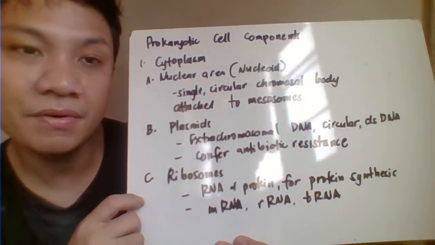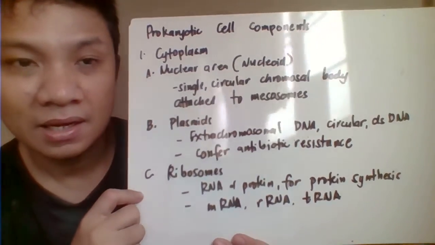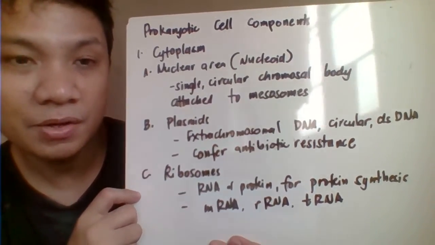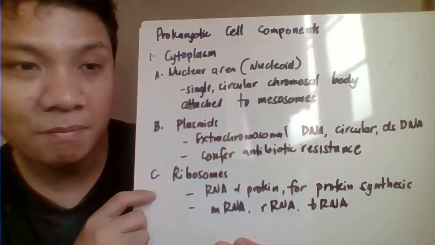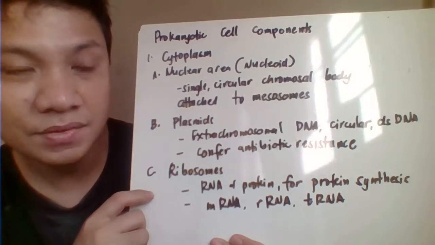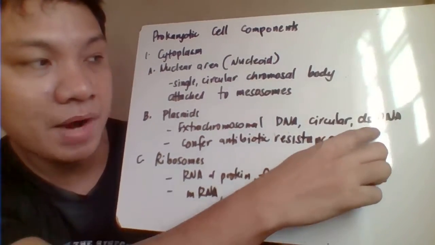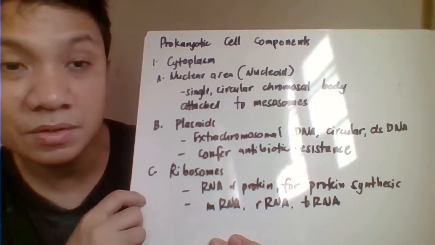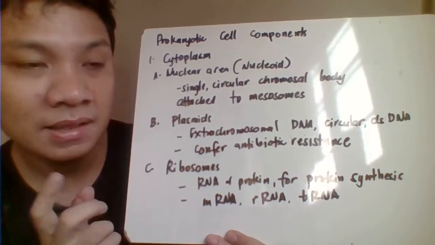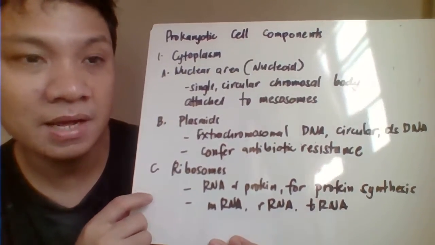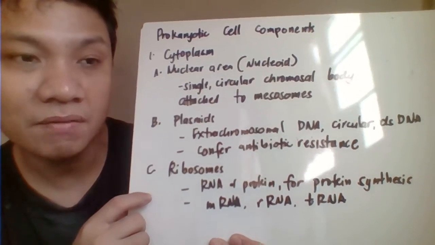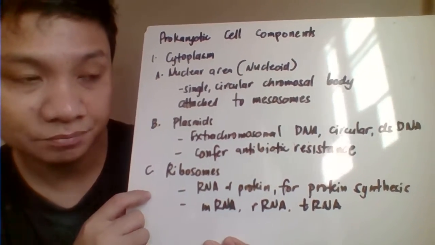Another one, we could also find plasmid in the cytoplasm of your prokaryotic cell. The plasmid is another extrachromosomal DNA. It's a circular, double-stranded DNA. And this plasmid is responsible here for conferring resistance to several antibiotics of your bacteria.